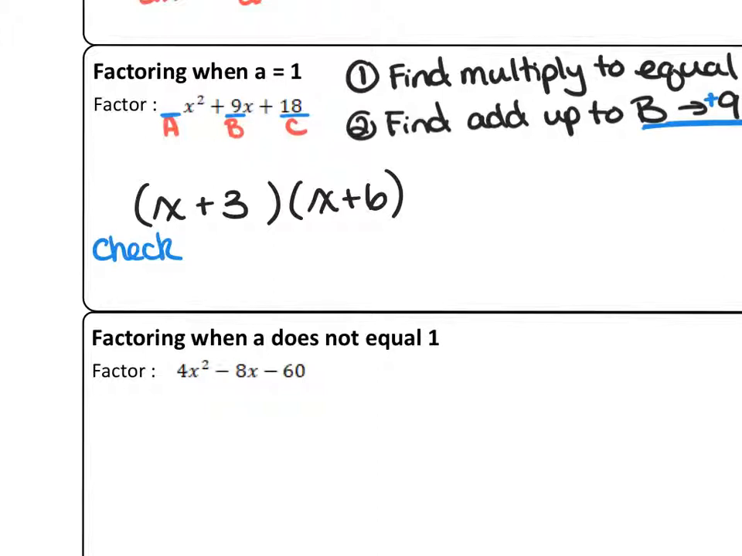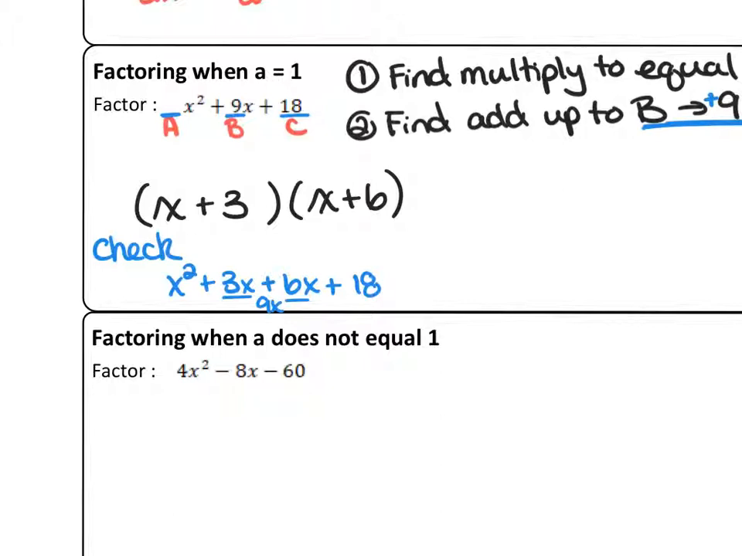If we put it back into standard form, x times x is x squared, plus 3x, plus 6x, and plus 18. When we collect those two terms, they give us 9x. So you can see that you can easily check to make sure you did it right. Just expand and simplify again, and you get back exactly what you started with, so we know that the answer is correct.